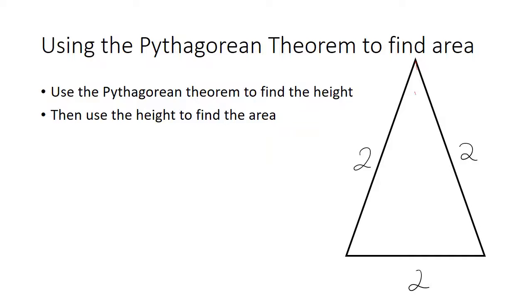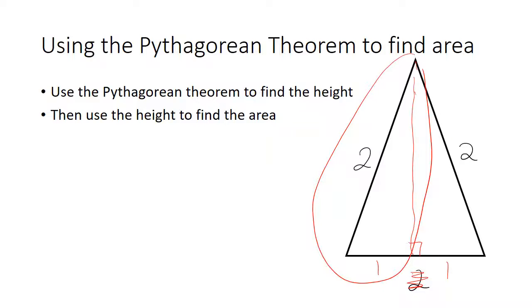So I'm just going to draw a line down the middle. I'm going to turn this into two right triangles. So if I do this and I split it right in half, this side won't be 2 anymore. It'll be a 1 and a 1. So now I have this right triangle right here that I can find my missing side, my missing link. And when I do that, then I'll be able to find my area.